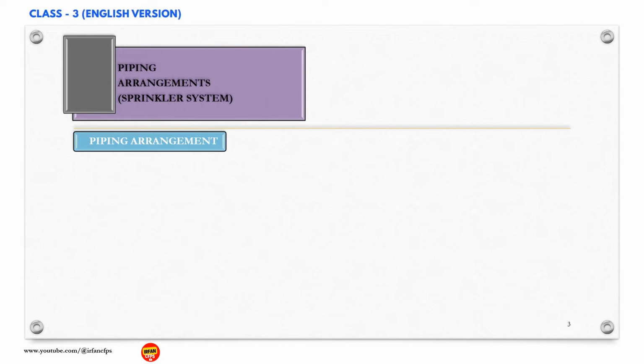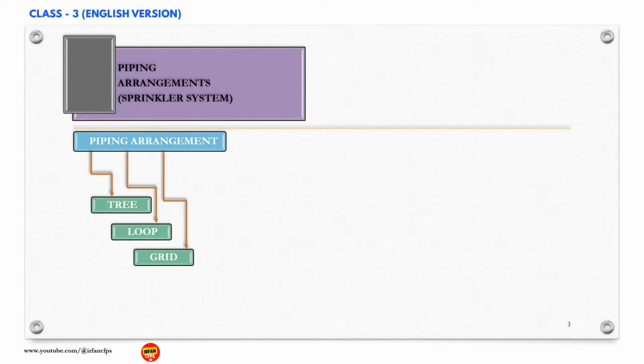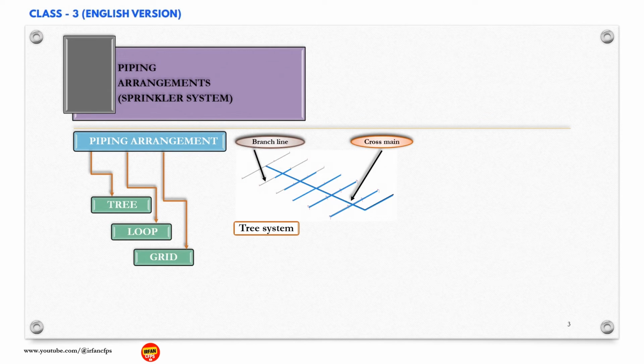There are three types of piping arrangements for sprinkler systems acceptable by NFPA. Number 1, tree system. Number 2, loop system. Number 3, grid system. We will see the diagram of tree system now. In tree system, water is delivered through a cross main. The cross main is the pipe that supplies water to the branch line. Sprinklers are located on the branch lines attached to the cross main.